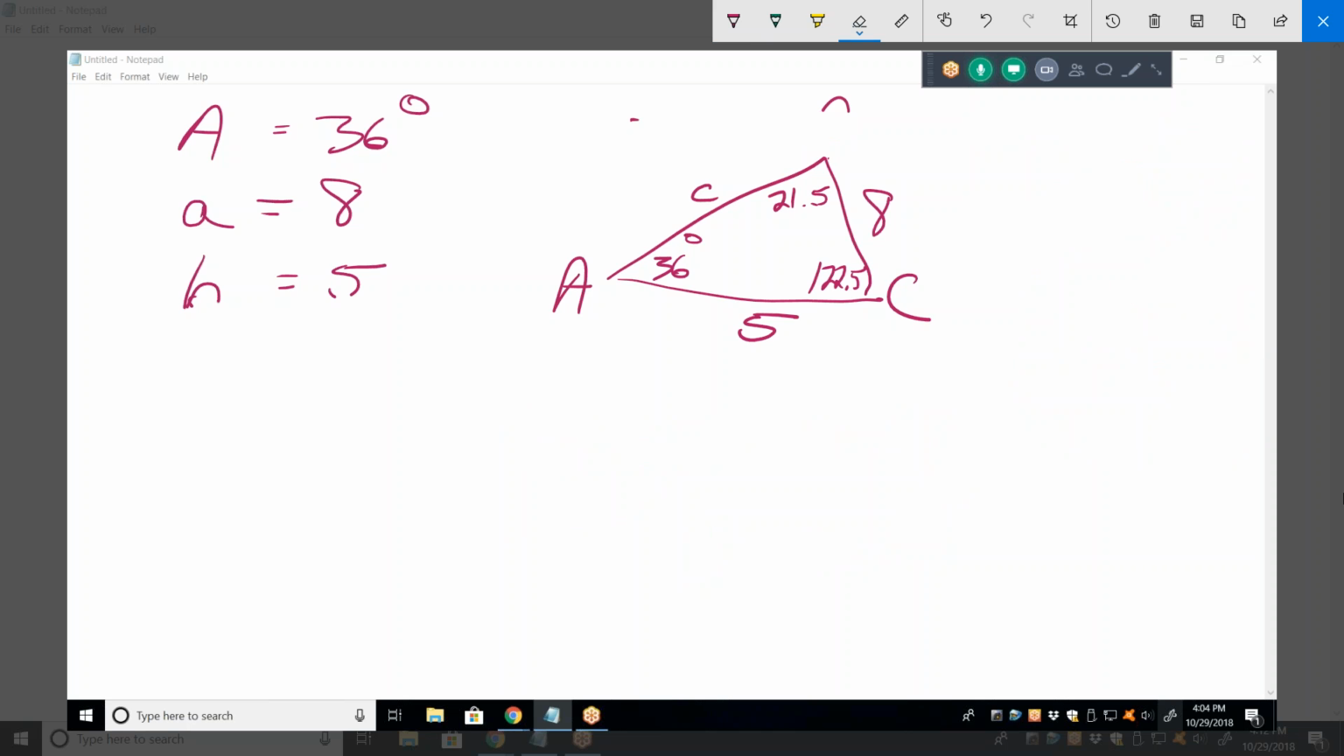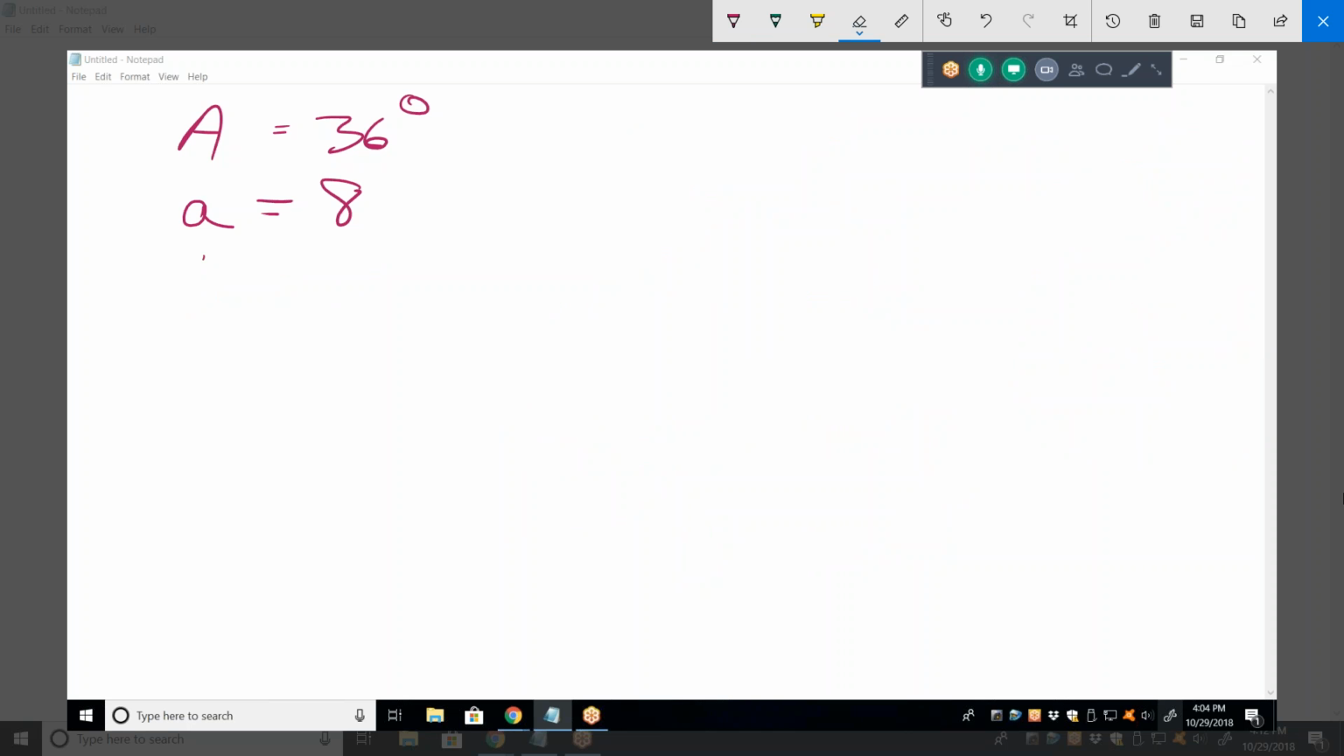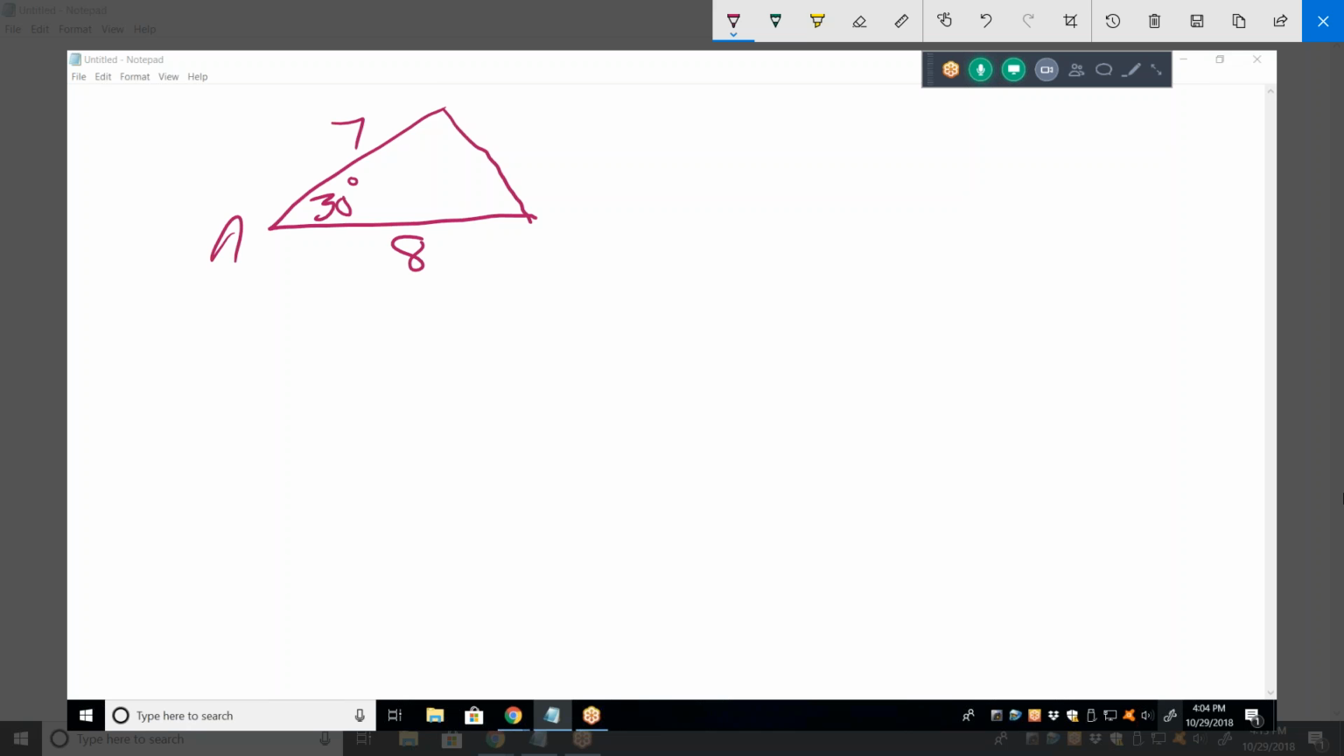Now let's talk about the law of cosines. And the law of cosines usually means that at some point you have to use the law of sines also. So let's take that case that I gave you. I cannot start this problem out with the law of sines. I do not have an angle and an opposite side, and that's what you have to have in order to use the law of sines.